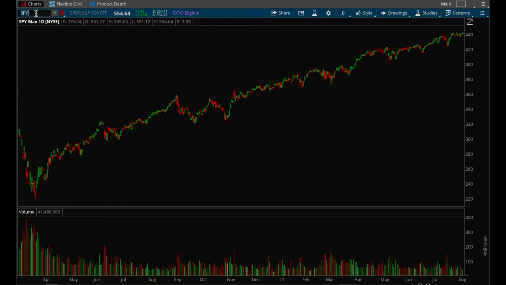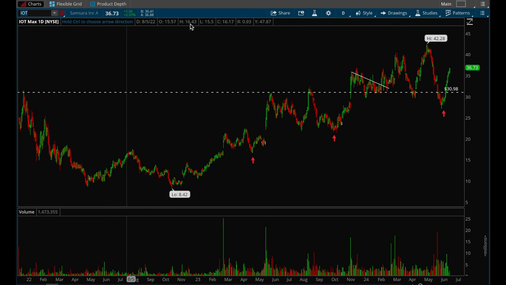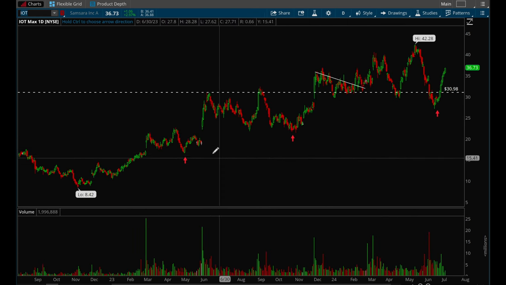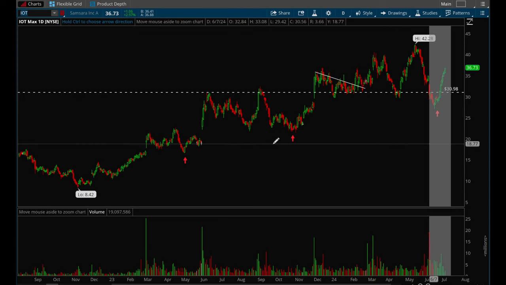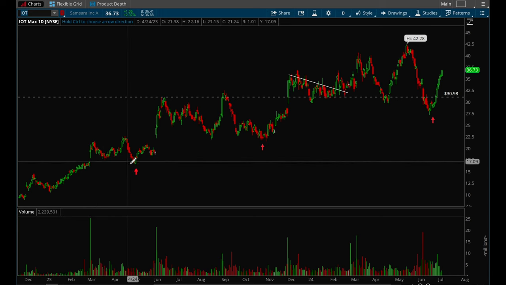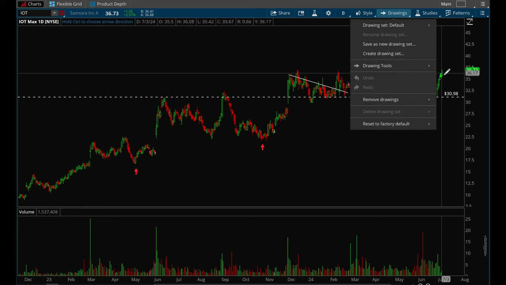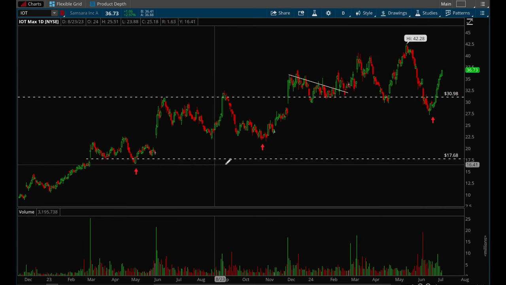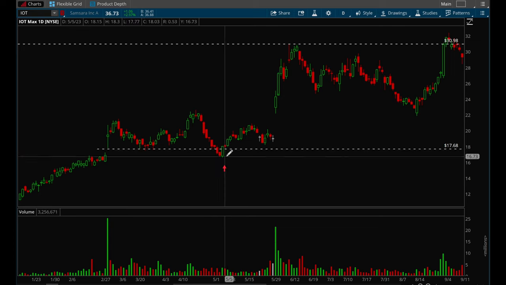Let's look at some other names. IOT is a very good example. This typically works really well for choppy names, and IOT is a relatively choppy name. Here's the first example. This was the first low, and these were some other lows here. We undercut all of those lows, and then we finally reclaim on this candle.